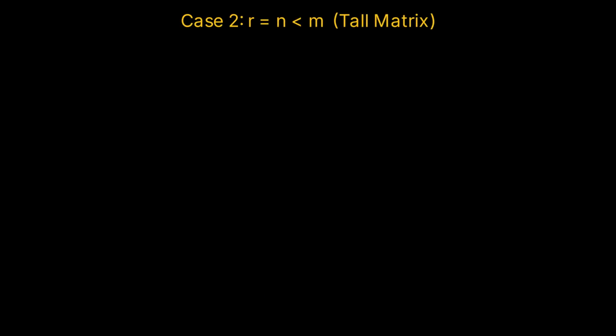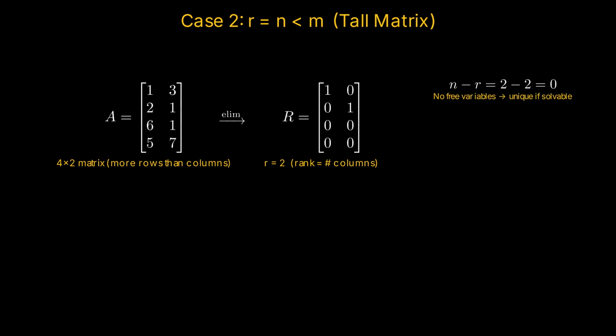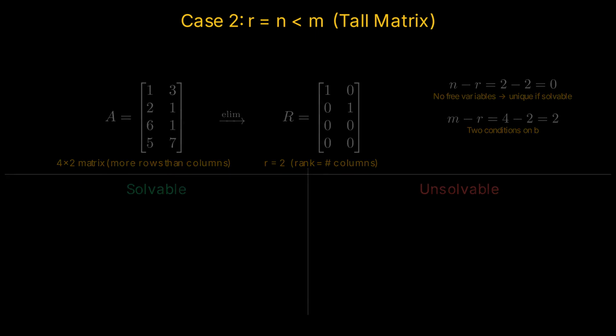Now let's make the matrix tall and thin. More rows than columns. Take A as a 4 by 2 matrix with rows 1, 3; 2, 1; 6, 1; and 5, 7. This matrix has rank 2. After elimination, R equals the 2 by 2 identity on top, 1, 0, 0, 1, with 2 rows of zeros below. Let's check the gaps. n minus r equals 2 minus 2 equals 0. That means no free variables, so any solution that exists must be unique. But m minus r equals 4 minus 2 equals 2. Those 2 zero rows impose 2 conditions on b.